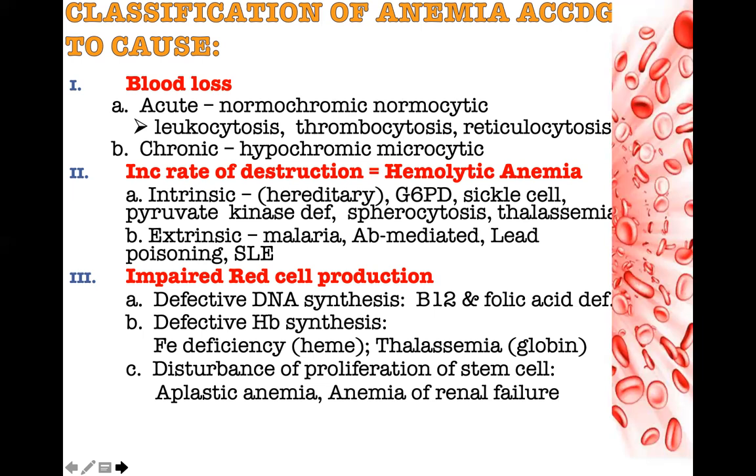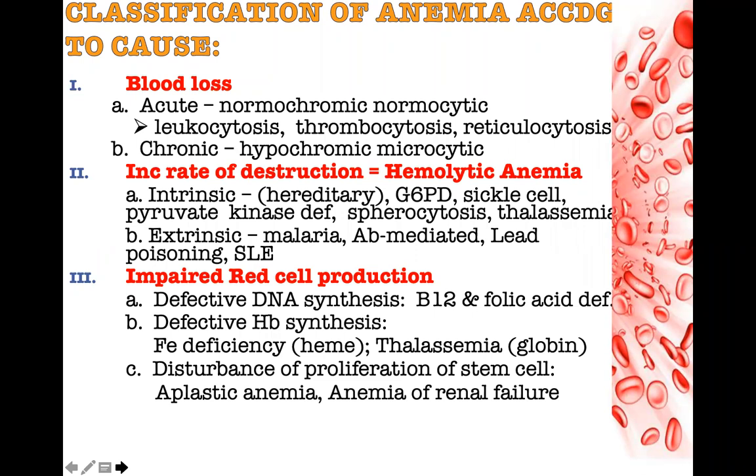And then there's also a category that says impaired red cell production. Like there could be defective synthesis of the DNA, which we see in the megaloblastic anemias, like what we see in B12 and folic acid deficiency, or could be a defective hemoglobin synthesis, like maybe a deficiency in the heme production, like what we see in iron deficiency, or could be a problem in the production of any of the globin chain, which we see in thalassemia, or could be a disturbance in the proliferation of the stem cell, like what we see in aplastic anemia.